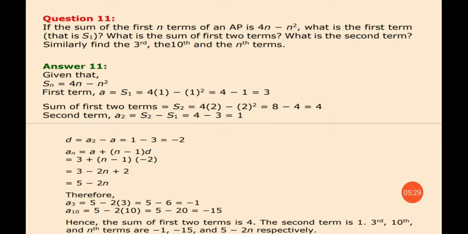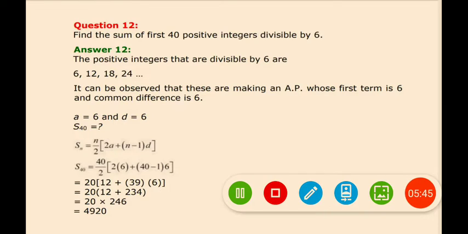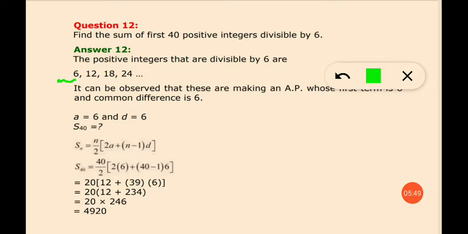Now moving towards the next question, number 12. Find the sum of the first 40 positive integers that are divisible by 6. So students, what is the smallest positive integer that is divisible by 6? 6, correct. So the smallest positive integer is 6. Next 12, then 18, 24, and so on. That will become our AP.